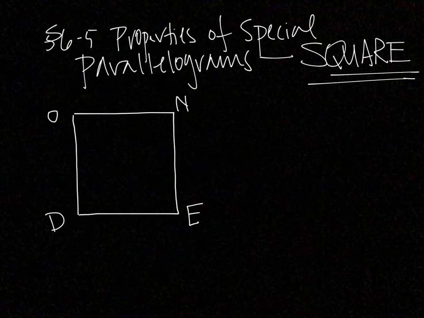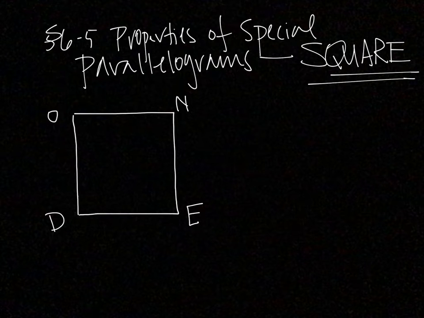Okay, so now we're going to talk about all of the properties of a square, a special parallelogram that is, in my opinion, the coolest, most amazing parallelogram out there. It is likened to a circle. Like all the cool things that you want to happen in a square.